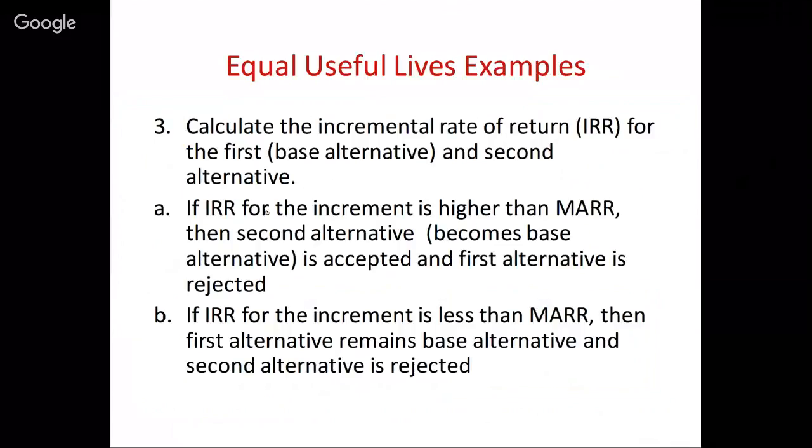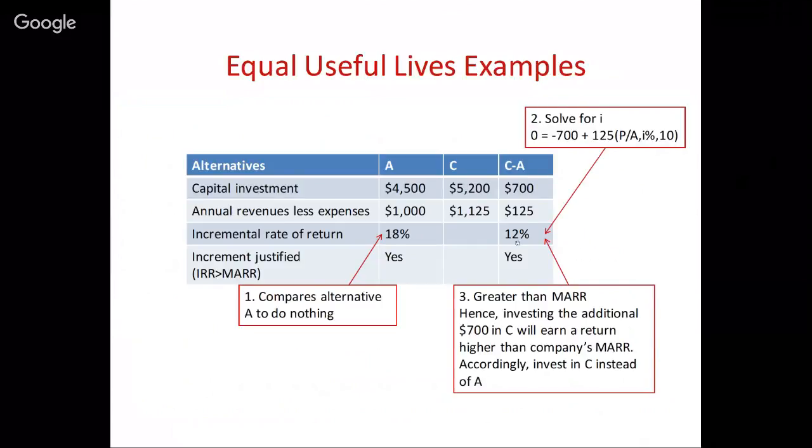So going back a slide, the IRR for the increment is higher than the MAR. Bingo, that's this case. The second alternative becomes the new base alternative, and the first alternative is rejected. If the IRR had been less than the MAR, then C would not have been better than A, and we would keep A as the choice. So if this 12% here had been less than the MAR, less than 10%, then we know that the increment of investment required to go from A to C would not have been worth it. We would have been better off sticking with A.